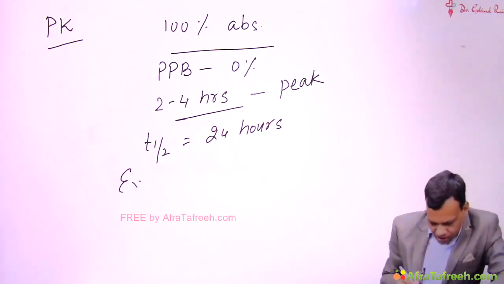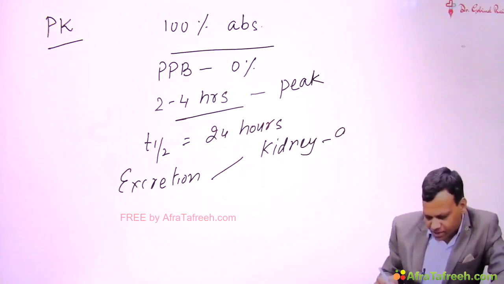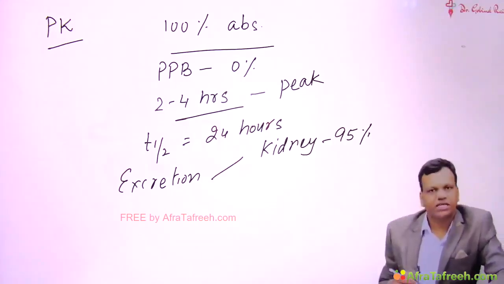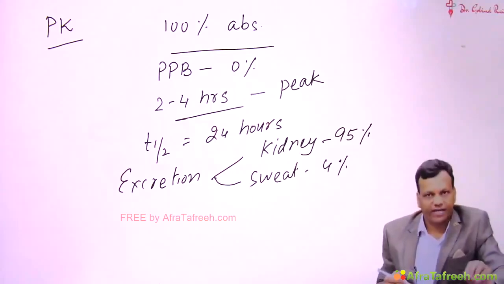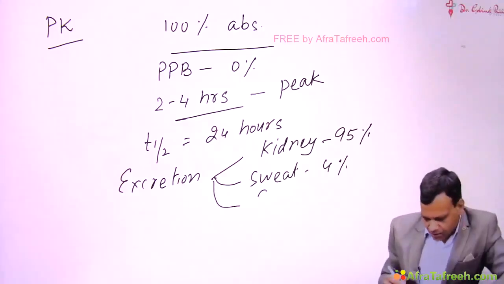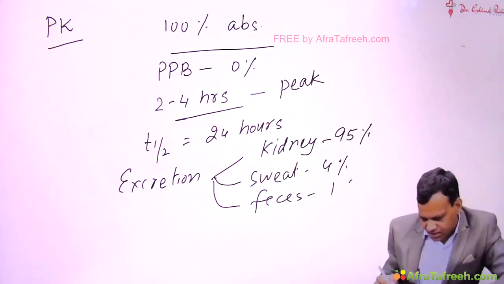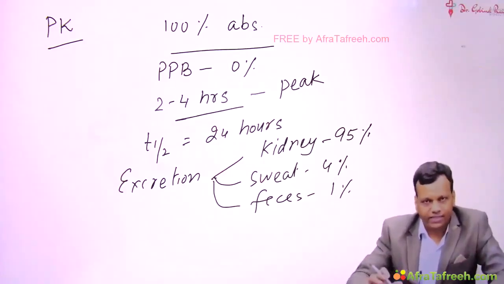And how is it removed from the body? Excretion. The major excretory organ is the kidney. 95% of lithium is excreted unchanged by the kidneys. However, very important to remember, around 4% of lithium is also excreted by sweating. This is very important. We will cover later on why it is important. And the remaining lithium can be removed in the feces, less than 1%. So these are the important pharmacokinetic things.